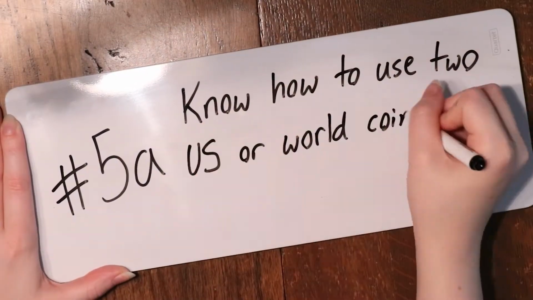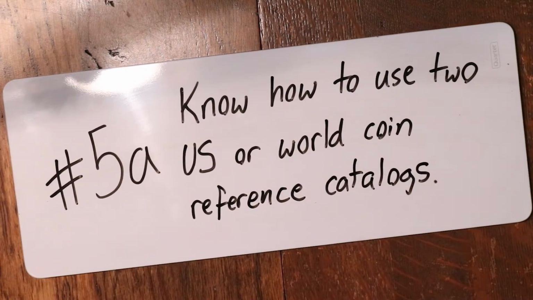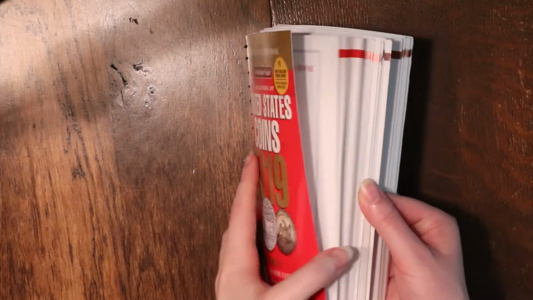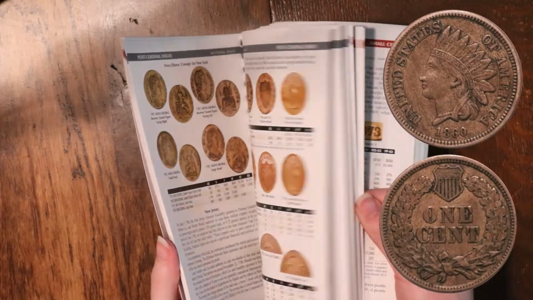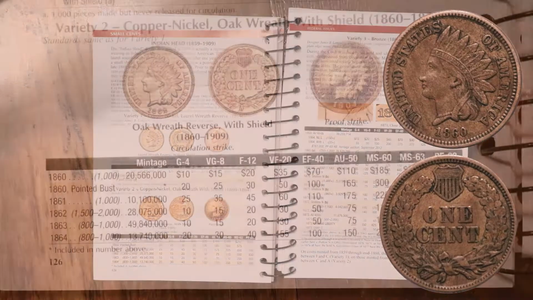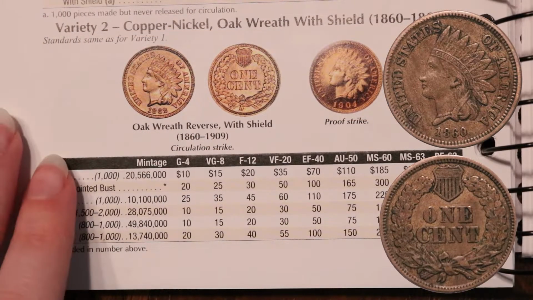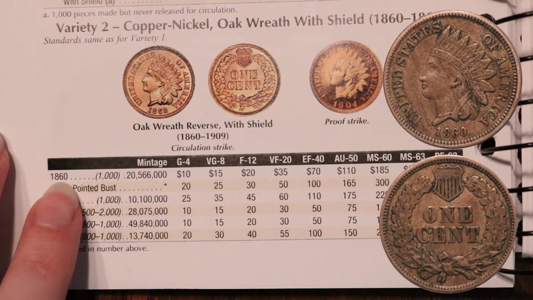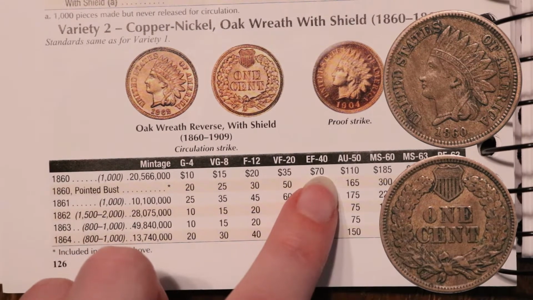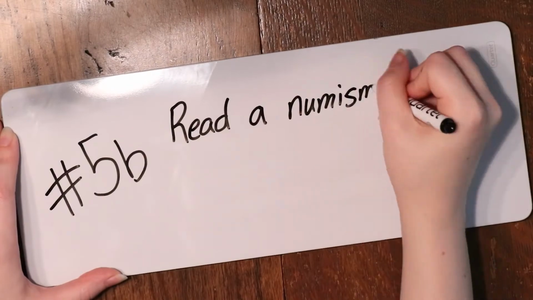Requirement 5A. Know how to use 2 US or world coin reference catalogs. Most coin reference books are read in a similar fashion, so let's take a look at one. It should be divided into sections based on type, so find the section for the type of coin you have. Then, traditionally down the left-hand side will be a list of dates and mint marks. Find your coin. Be sure you know where to look for the mint mark if your coin has one. Each column will have a different grade, increasing from left to right. Find the grade you believe matches your coin and see where that column intersects with your date. There's your value.